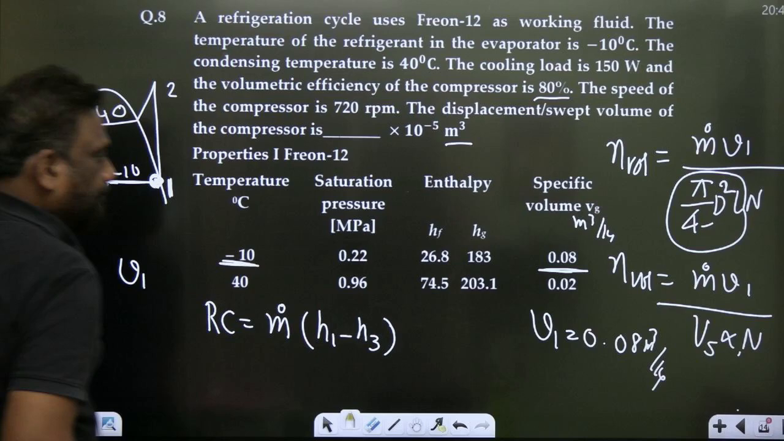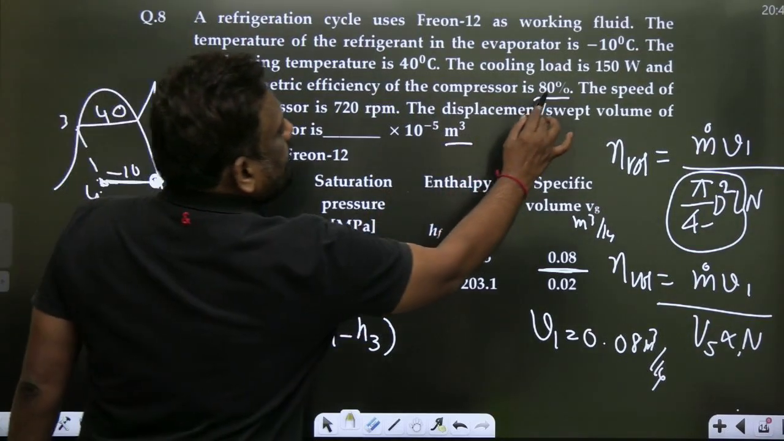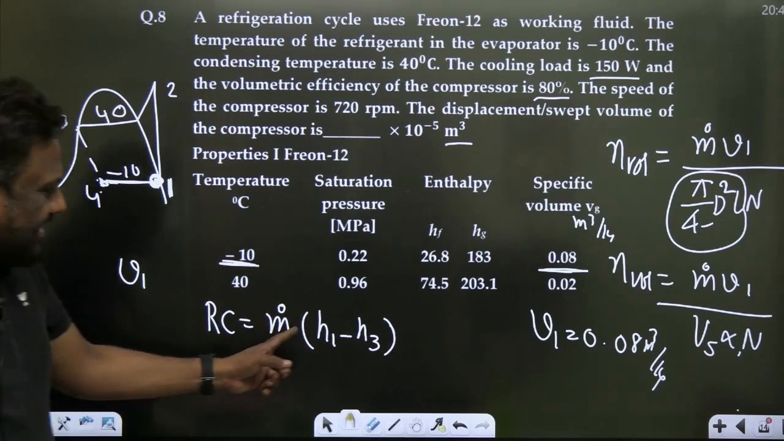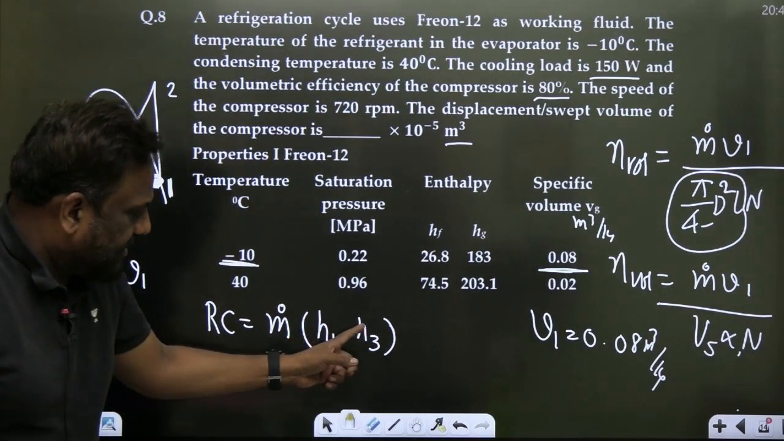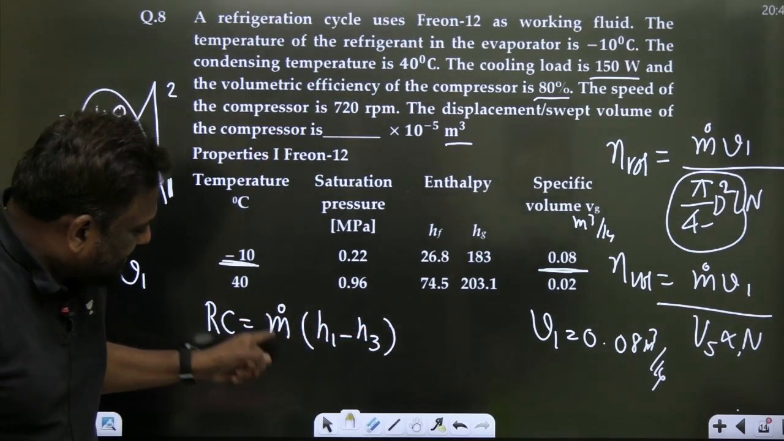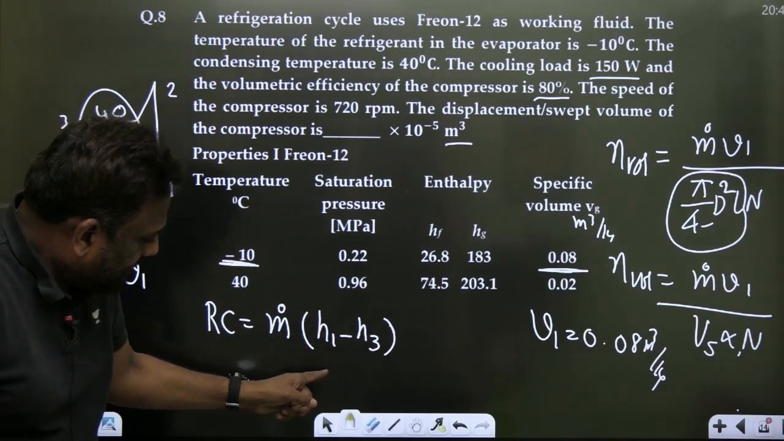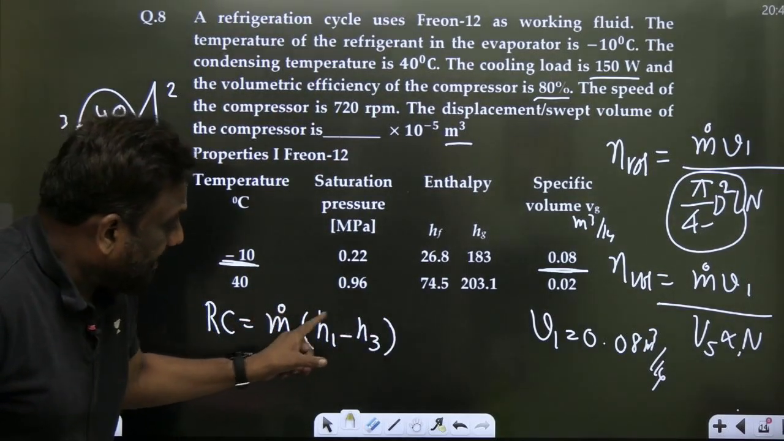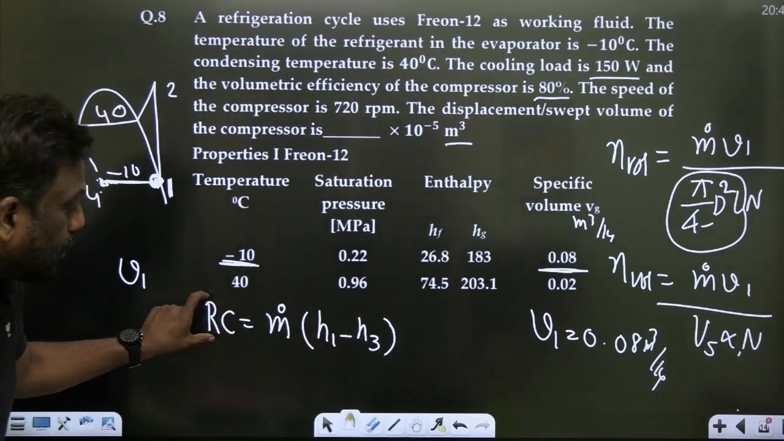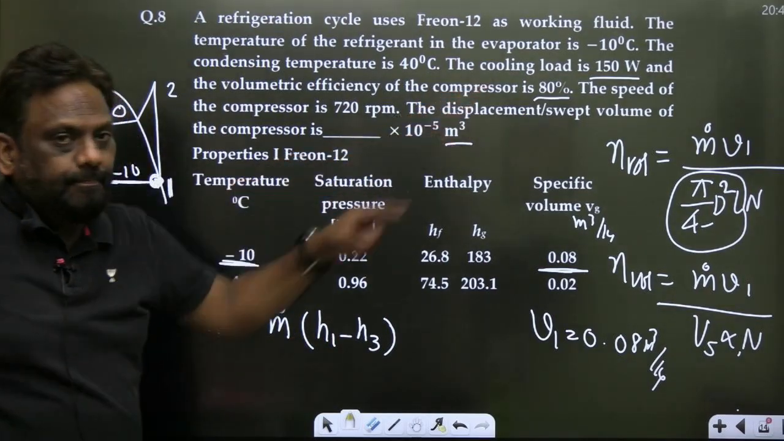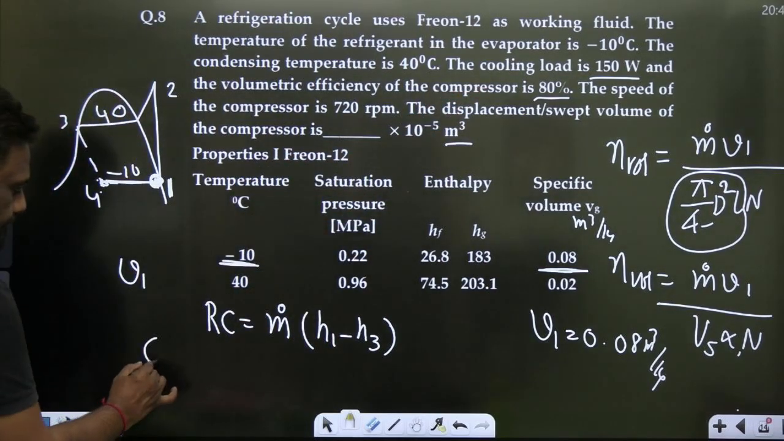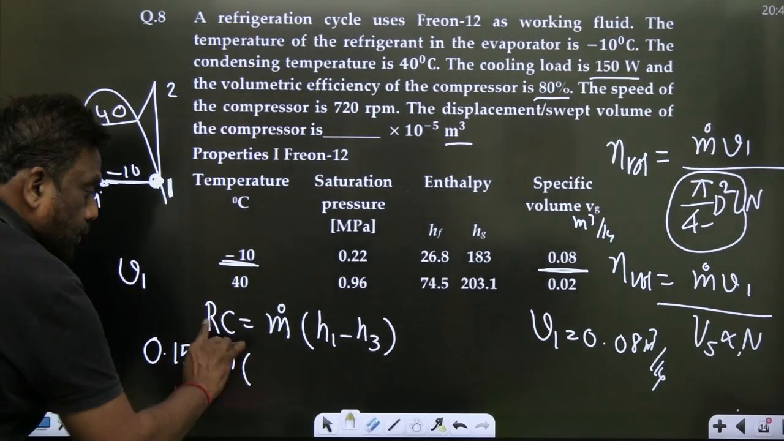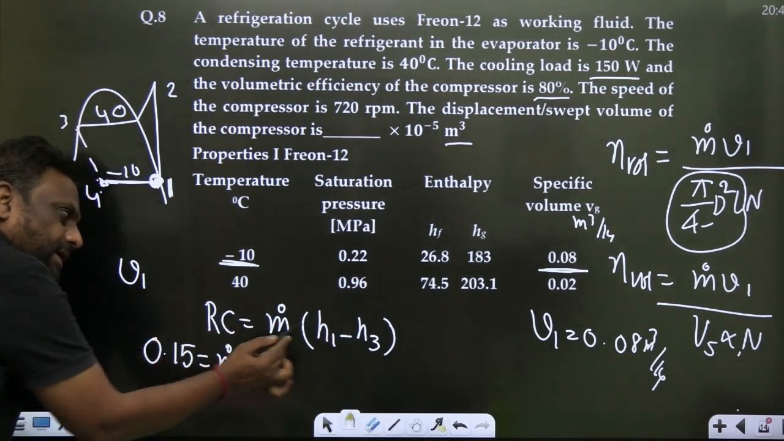Okay sir. Look, what is RC? 150 watt. But be careful, there can be a problem here. These enthalpies are in kilojoule per kg. So kg per second into kilojoule per kg will be kilojoule per second, which is kilowatt. So this should also be in kilowatt, but it is given in watt. First convert it to kilowatt. 0.15 is m dot into, for units to match, kilo.